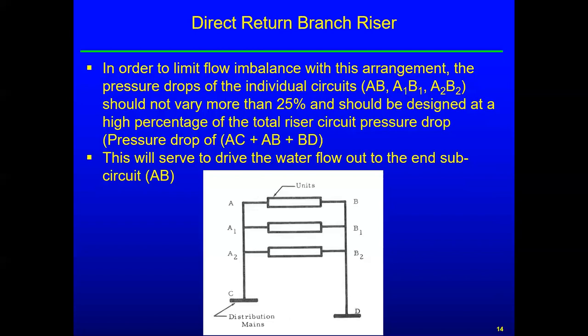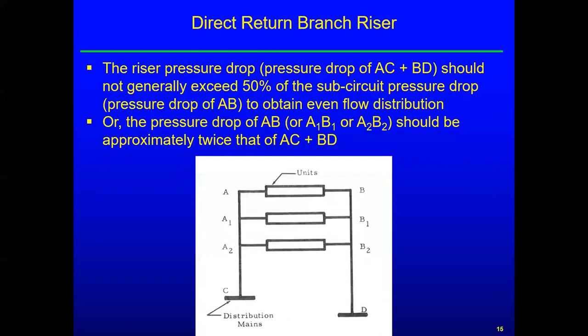And we'll have some more parameters on this in just a second. Okay, and again, that helps to balance because you're concerned about getting water out to that end circuit at the top of the building, AB. Okay, so the riser pressure drop, as I said on the previous slide, AC plus BD should generally not exceed 50% of the subcircuit drop. So if AB is 20 feet, then 50% of that would be 10. So the pressure drop, AC plus BD should be 10 feet or less in order to help with the balancing of this.